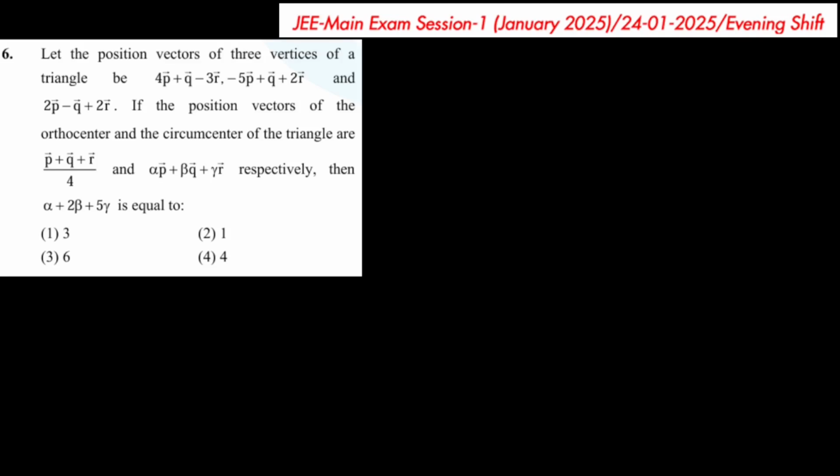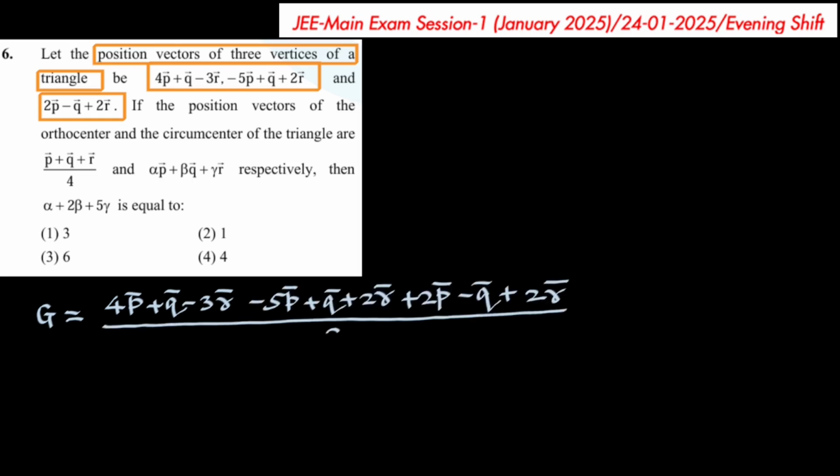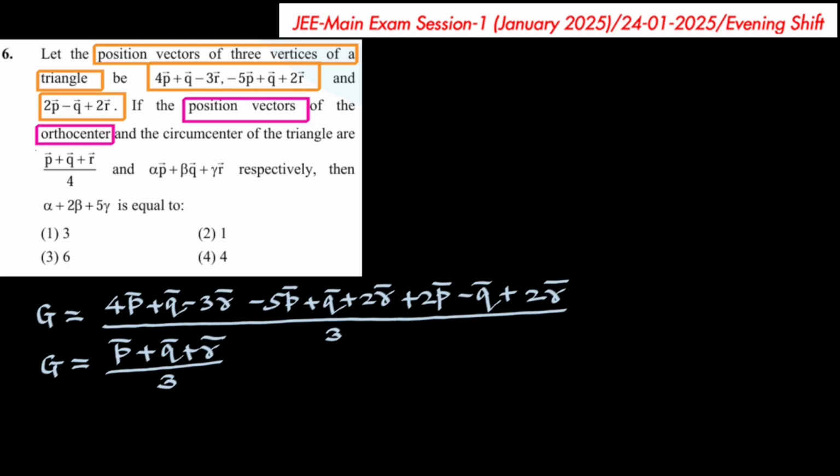In this question, position vectors of the vertices of a triangle are given, from which we can find the position vector of its centroid. That will be adding the position vectors of the vertices and dividing this sum by 3. That gives (p bar plus q bar plus r bar) upon 3. Next we are given the position vector of the orthocenter, (p bar plus q bar plus r bar) upon 4, and that of the circumcenter, alpha p bar plus beta q bar plus gamma r bar, and hence we have to find the value of alpha plus 2 beta plus 5 gamma.